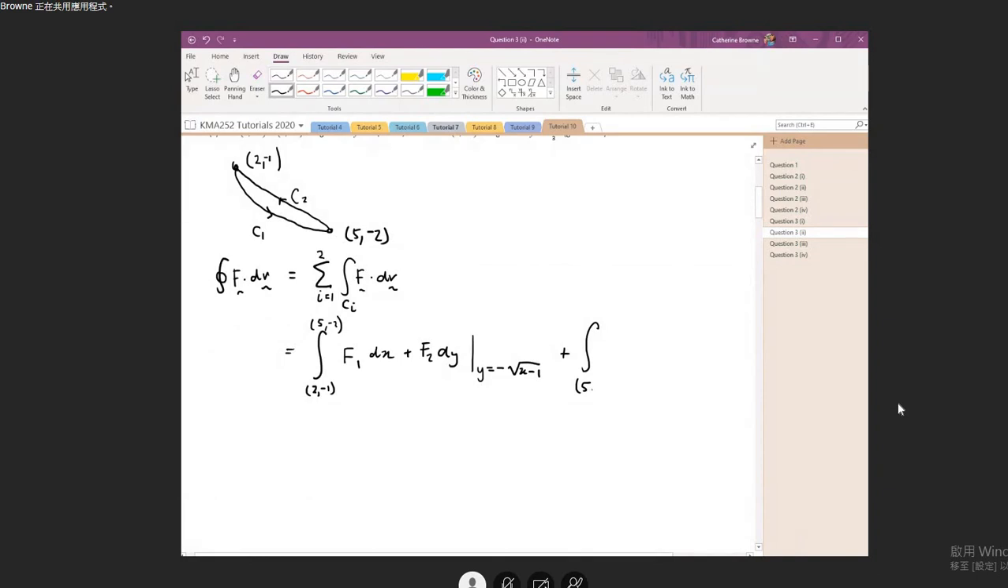It goes back the other way, so from 5, minus 2 to 2, minus 1, and it's the same thing. Oh, sorry. It's almost the same thing, except that the line is different. I've drawn the same line there. So that was minus 1/3 x plus 1.